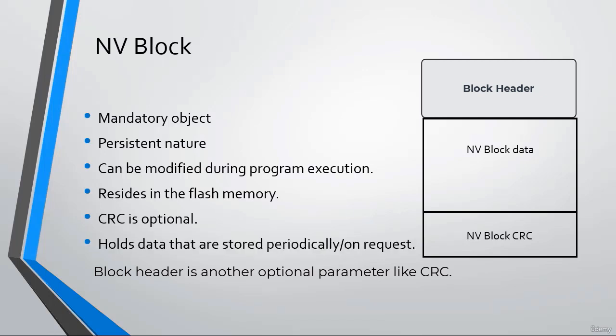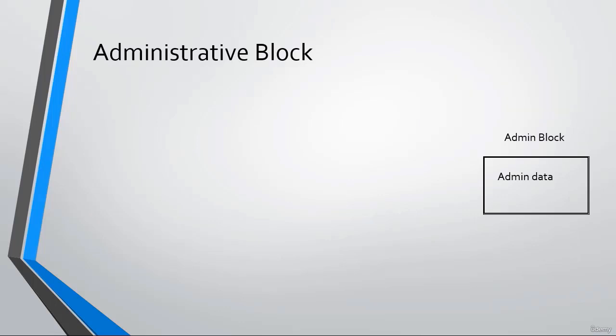The application of the NV block is that it holds the data that are stored periodically or on request. So dynamic values, you could say, live data. Live data will be updated on the NV memory. That's what you need to understand about the NV block. Let's move to the next one.